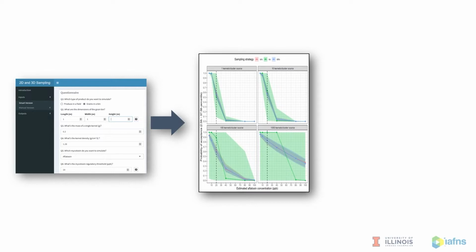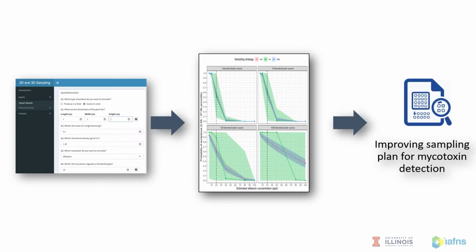As discussed in the introduction video, the simulation app gives the user a tool to recreate a desired sampling plan and obtain the probability of detection of a hazard, either pathogens or mycotoxins, as well as the probability of acceptance of the produce field or grain lot. This gives the user the opportunity to compare different sampling plans and different scenarios of contamination to analyze the best possible scenario for hazard detection and acceptance of the tested field or corn lot.